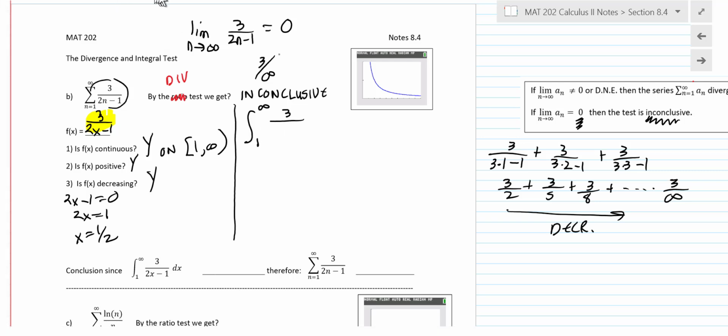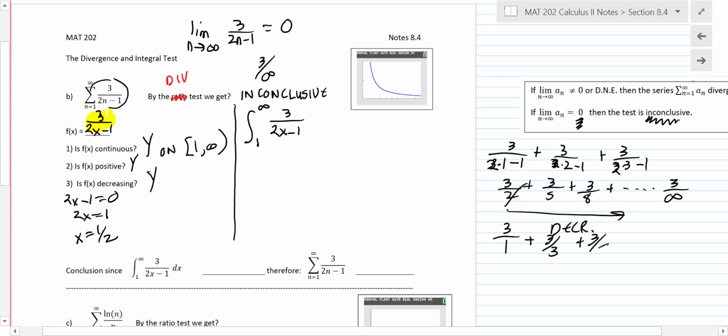That changes the values of this. So I guess it would actually be, if that's a 2, that would be what? 3 over 1. The next one would be 3 over 3, and then that would be 3 over 5. Well, same thing, right? Doesn't matter, okay? We still know we can use the integral test on that then, okay?